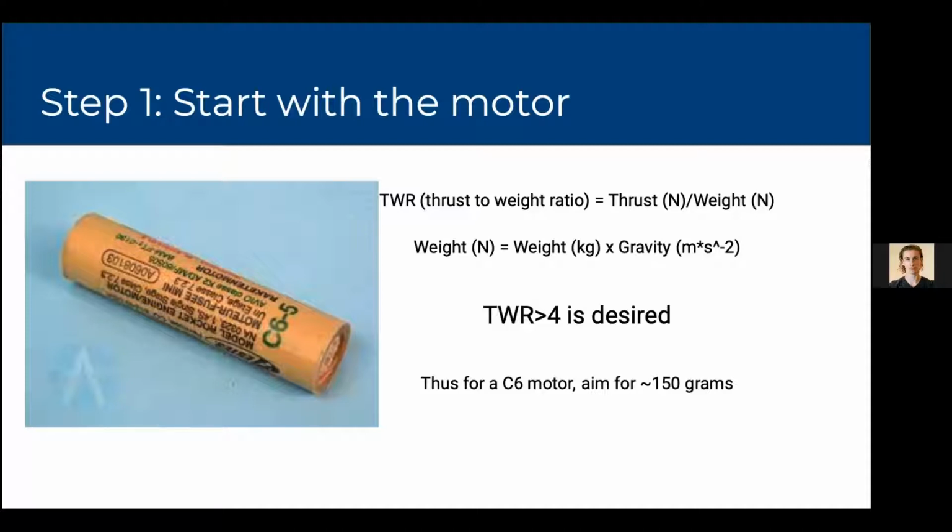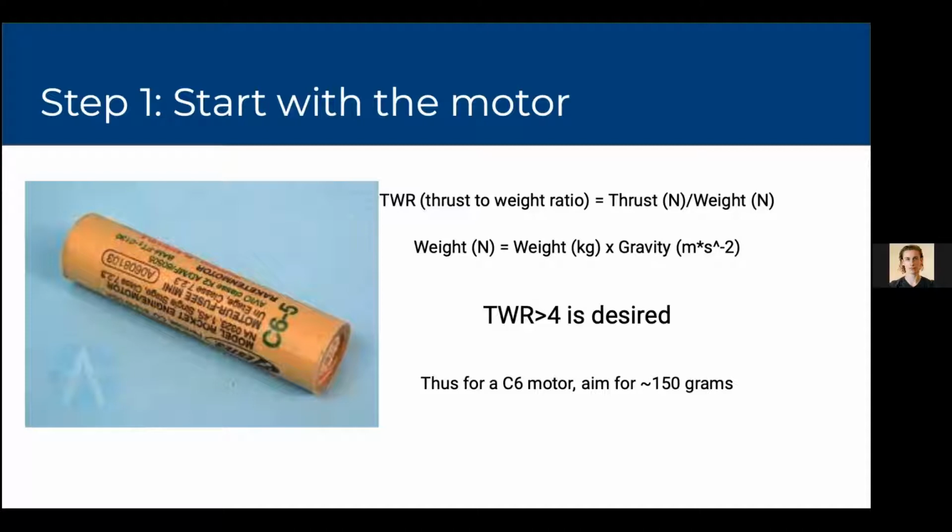So in our case, that would mean a maximum gross liftoff weight of 150 grams for our rocket on a C6 motor. This is because a C6 means it's a C class total impulse and it's outputting an average of 6 newtons of thrust. That's the 6. So you put that into the formulas, and 150 grams is sort of the maximum weight you're looking for.